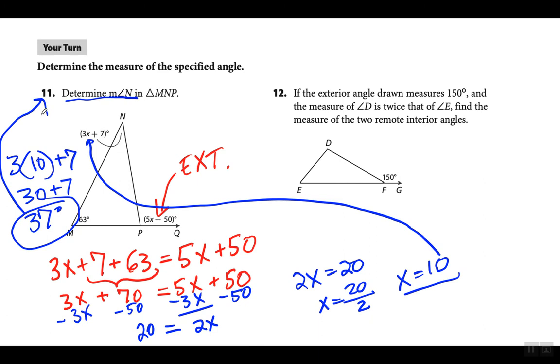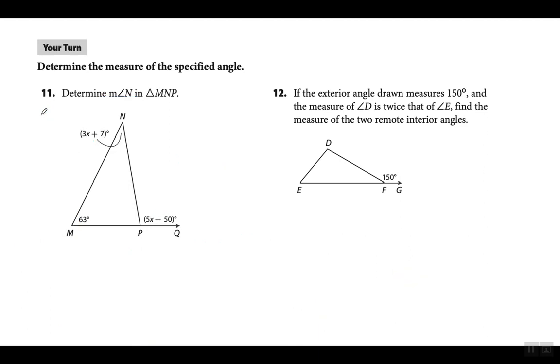Alright, now let's look at number 12. Number 12 you should pay attention to. Deben poner atención al número 12. If the exterior angle drawn measures 150, that's already in the picture, and the measure of angle D is twice that of angle E, find the measure of the two remote interior angles. Okay, notice it doesn't say anything here. However, look how you do this. Alright, it says the measure of angle D is twice the measure of angle E.